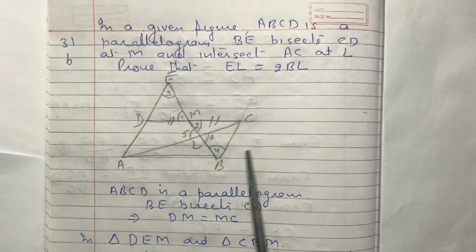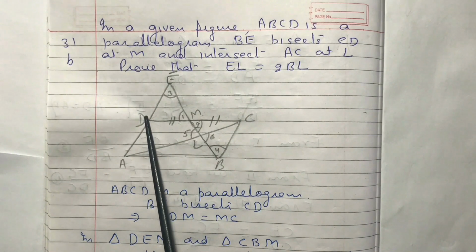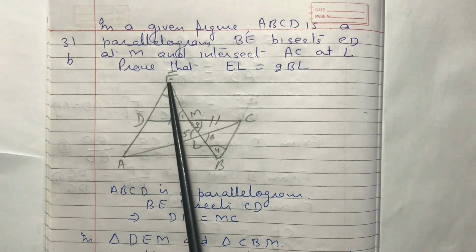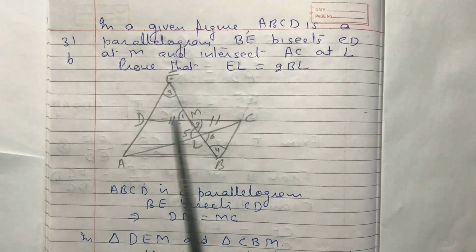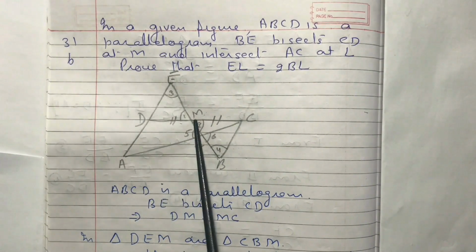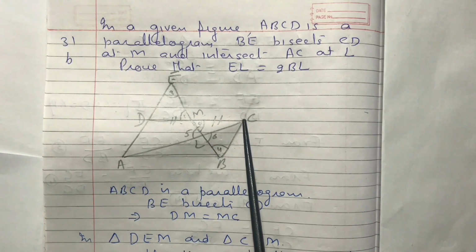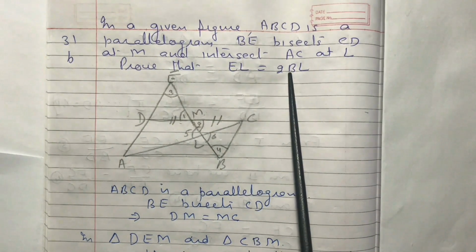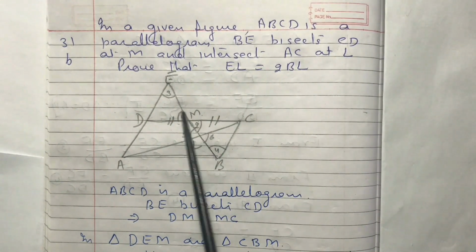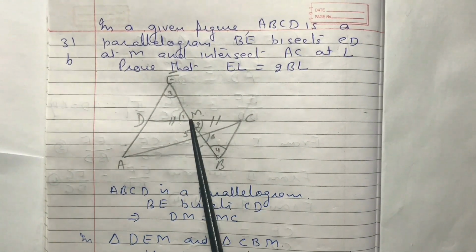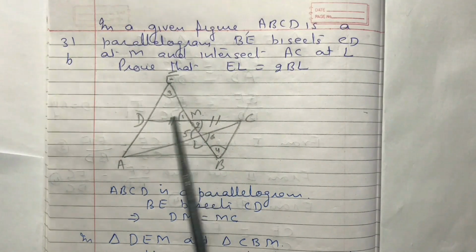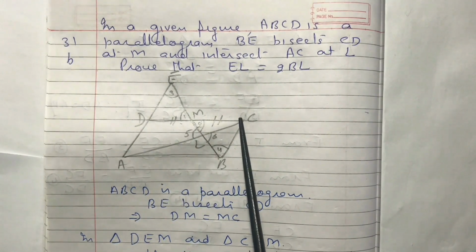Now this is a parallelogram. ABCD is a parallelogram, and EB, or you can say BE, bisects CD. That shows this DM is equal to MC. Now we are to prove this. For that, first we will prove this triangle and this triangle are congruent. How are they congruent? This line is equal to this line. This is given to us.